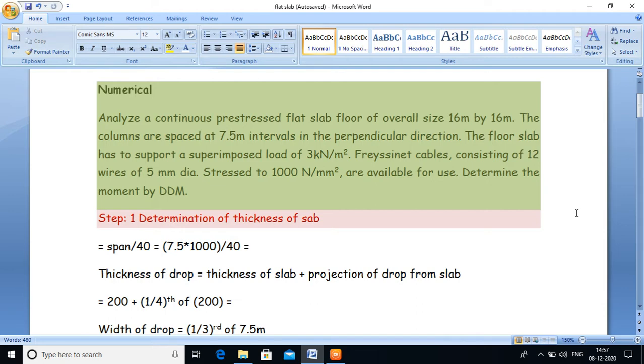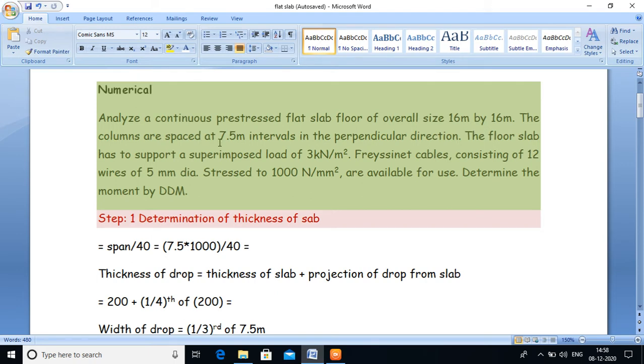Now in the second lecture on this flat slab we are going to solve one numerical, an actual analysis numerical of flat slab. In this numerical we are going to analyze the given flat slab by the direct design method. So let's start. This is the numerical statement: analyze a continuous pre-stressed flat slab floor of overall size 16 meter by 16 meter.